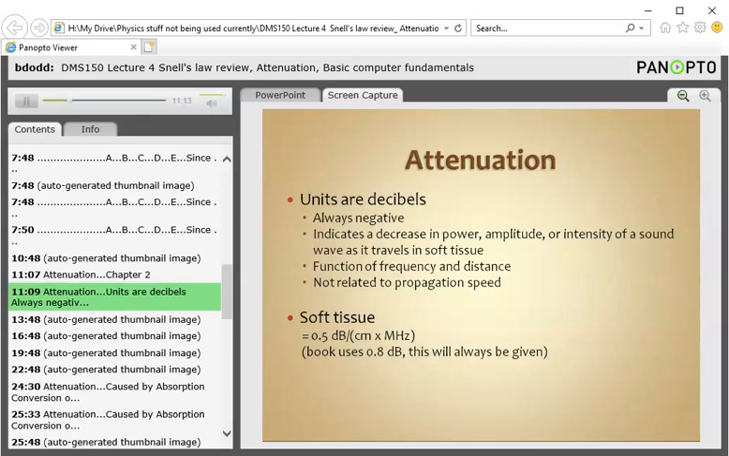The units of attenuation are decibels. Because sound is being attenuated, the decibels are always decreasing. The intensity is always decreasing, so the decibels end up being negative. This indicates a decrease in power, intensity, or amplitude. These are all synonyms, correct? They all mean the same thing, more or less. Power, intensity, amplitude.